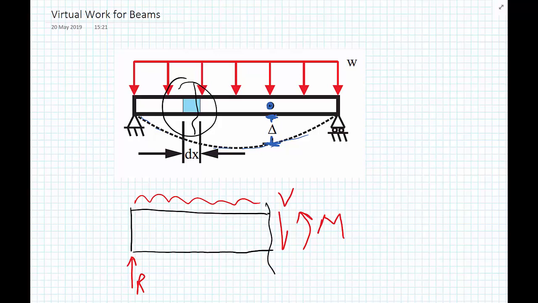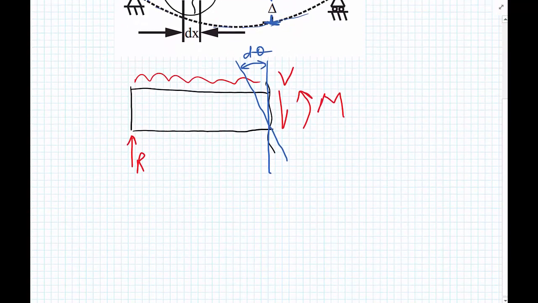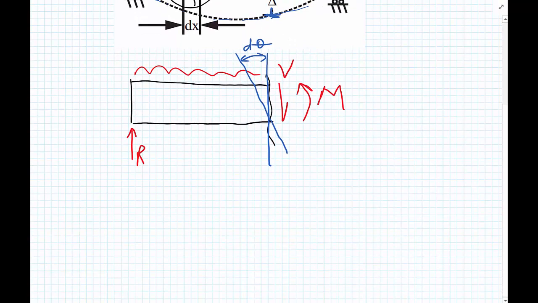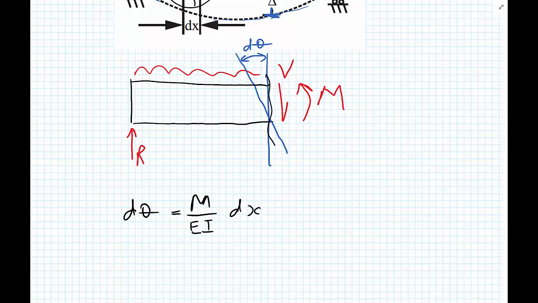As a result of the loading, we would expect the beam to undergo some deformation. So as well as deforming, we would expect the beam to rotate. So if it was initially vertical, we would expect that the beam would rotate a small amount, and this small amount we call d theta. And the rotation of the beam d theta, if we recall what we did for the double integration method, we can state that d theta equals M over EI dx. So this is down to the real moments and the real loads being applied.